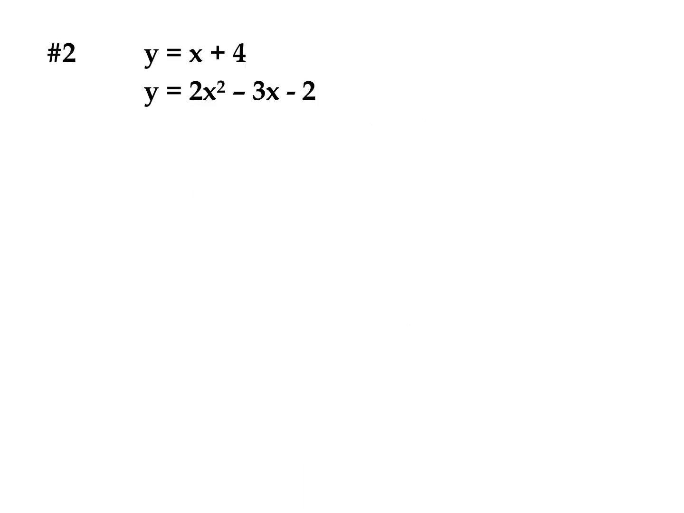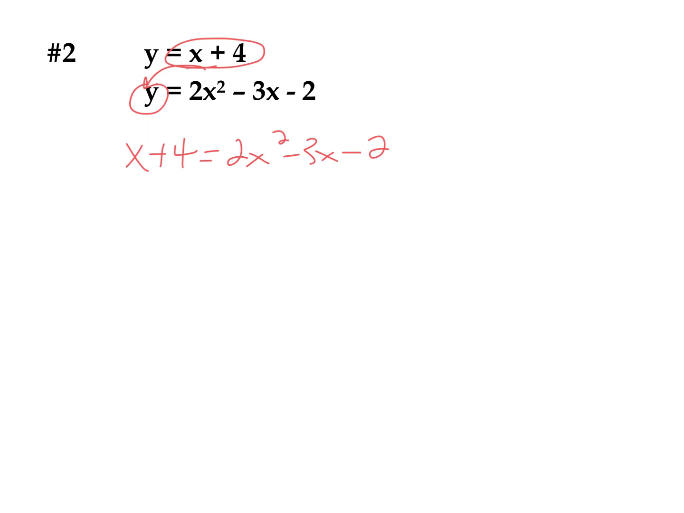All right, in this system of equations, we see the second equation is in a quadratic form. It's y equals 2x squared minus 3x minus 2. That x squared makes it a quadratic equation, and we've got them both solved for y. So what I can do is replace the y with what it's equal to. y is equal to x plus 4. I can replace this y with x plus 4 equals 2x squared minus 3x minus 2.